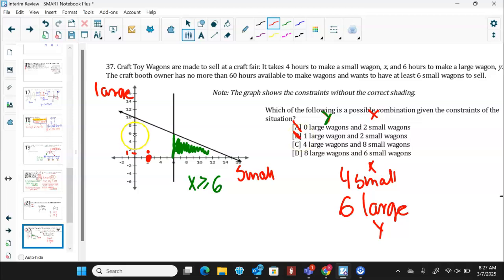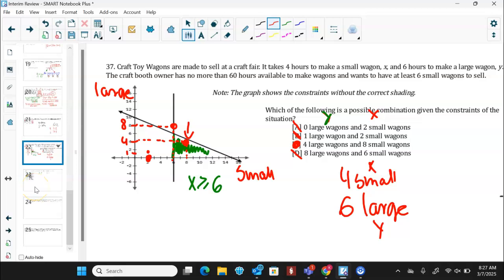4 large wagons. So we're going to say 4 and 8 small. Let's see if they match. Yes, this point right here is the point we're looking for. So that is feasible, in our shaded area. And then let's make sure we check 8 large wagons and 6 small wagons, which is right here. So 6, 8 will be outside right here. So that's a no either. So the only feasible point would be point C, the point that fits in the shaded area, part of the solution.